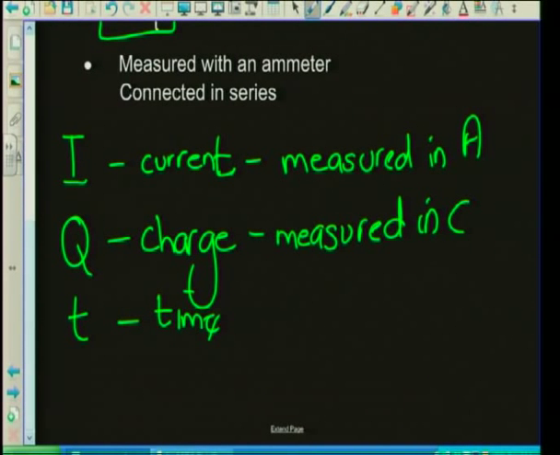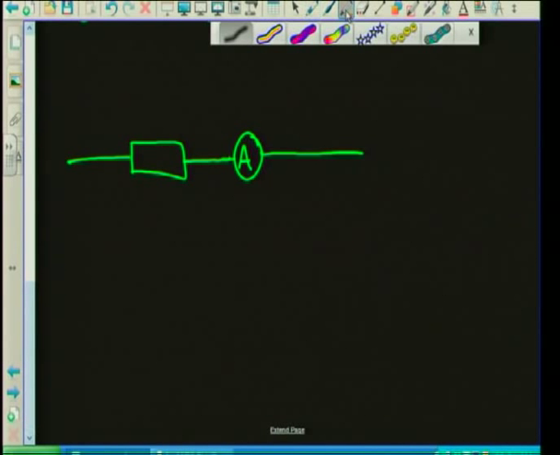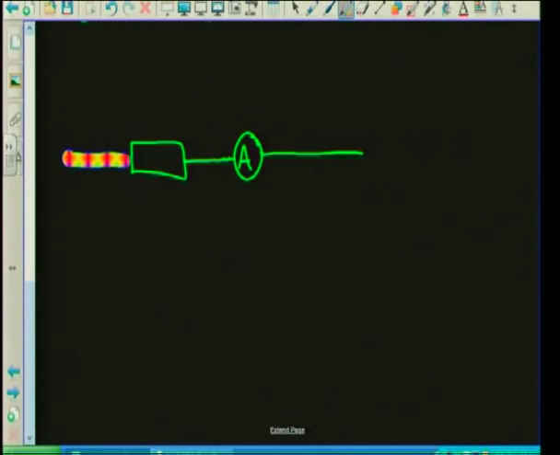Now, we measure current with an ammeter, not an ampmeter, an ammeter, and it's connected in series. So what that means is if I have my circuit, I'm only drawing part of it, we would connect it in this way because we want all the current to go through it. Here's my current and it goes along, goes through the resistor and through the ammeter, okay?